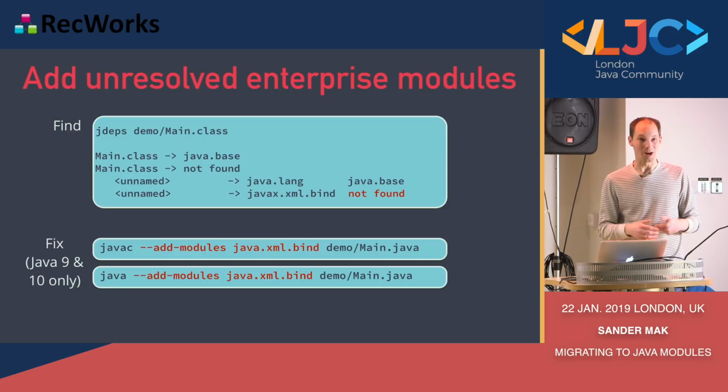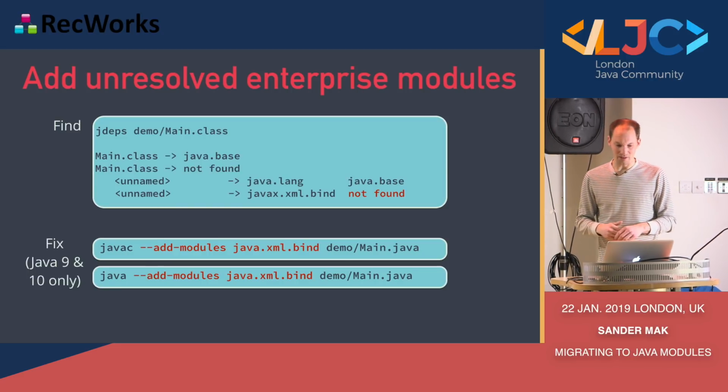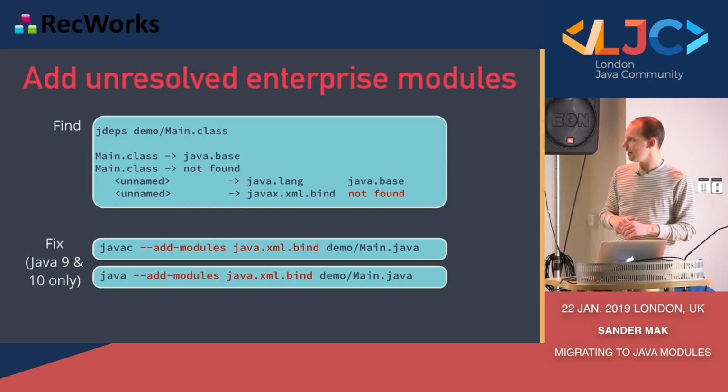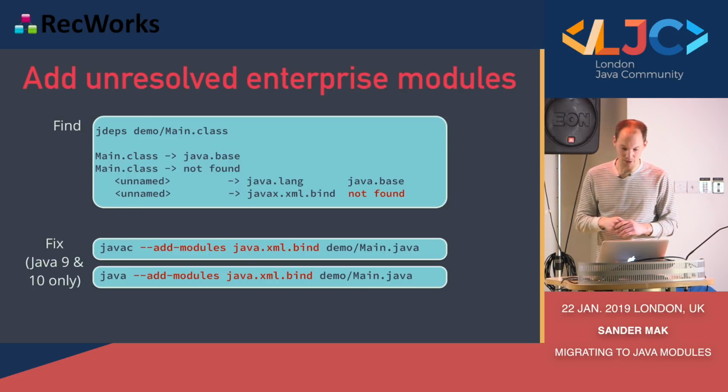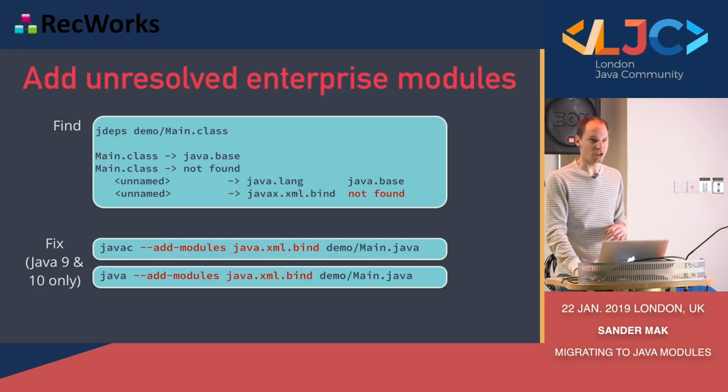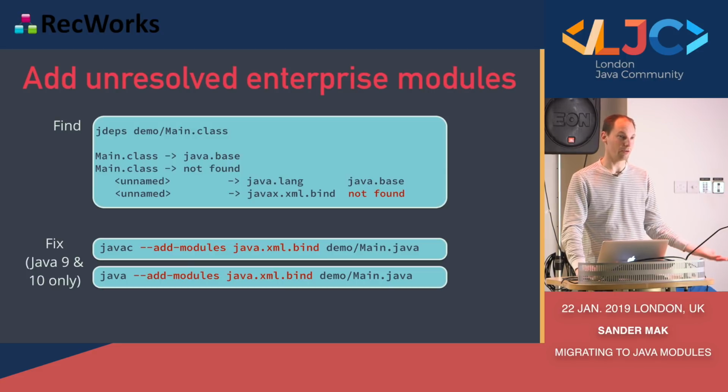They're just not there by default. So in Java 9 and 10, what you could do is use the add modules flag to force the Java compiler and the Java runtime to also resolve this Java XML bind module. However, I urge you, please don't use Java 9 and 10 anymore because, well, we've moved past that.